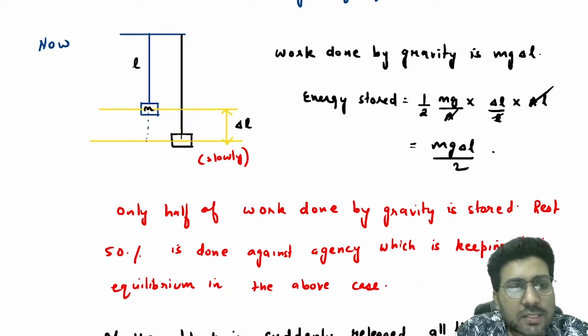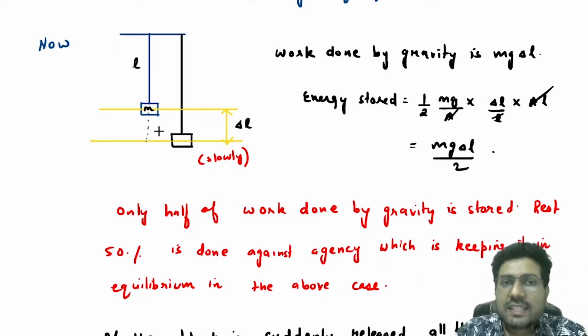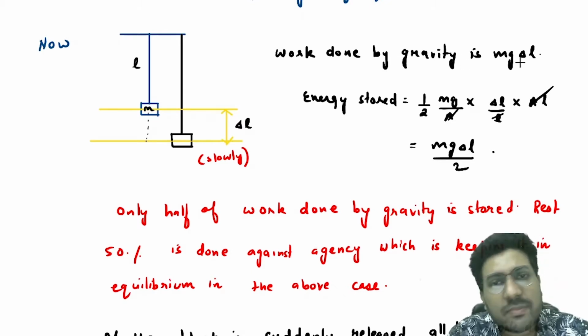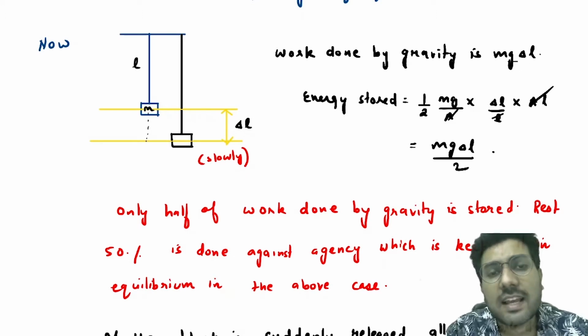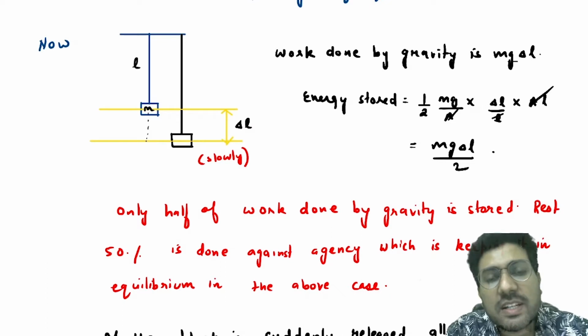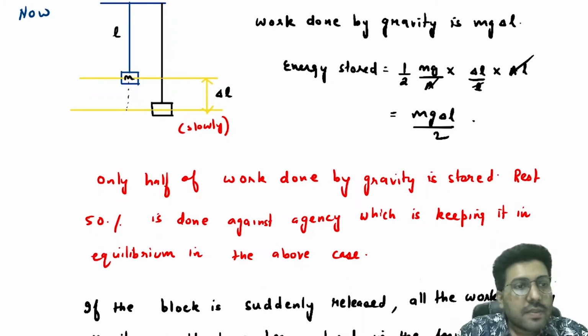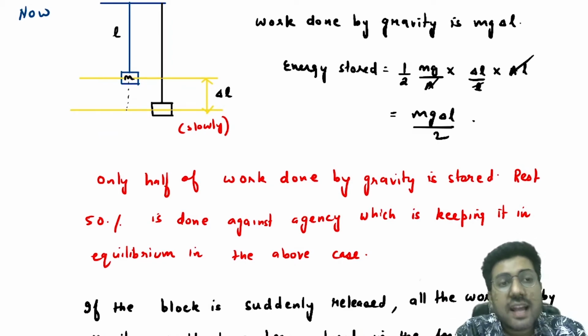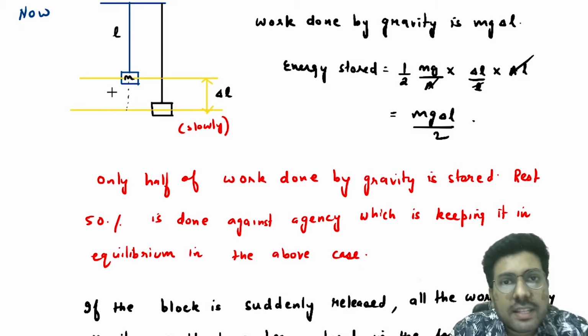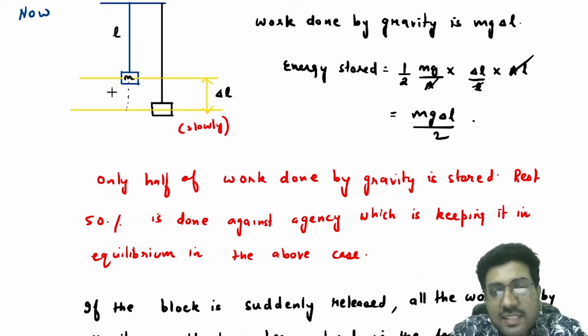Now because it was moving very slowly, you will say that there is no change in kinetic energy. If there is no change in kinetic energy, then how is this possible that the work done by gravity is mg delta L, but the energy stored is only mg delta L by 2? Then where is the remaining energy mg delta L by 2? The remaining energy, that is the 50% of the energy, is lost in the form of heat. See, this remaining work is done against the external agency which is keeping it in equilibrium in the above case. See, if it is moving very slowly, then what are we assuming? We are assuming that at every instant it is in equilibrium. That is why it is moving very slowly.